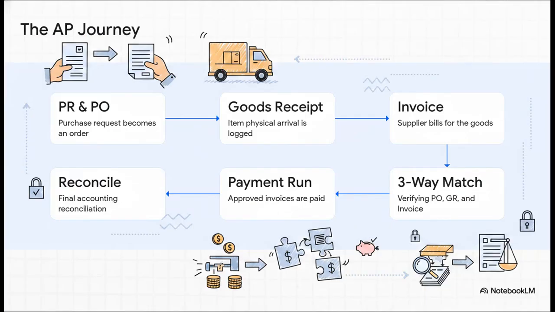So right here is the absolute backbone of AP. It's a step-by-step journey. It all starts with a purchase request, which then turns into a purchase order. Next up is the goods receipt when the item actually arrives, followed by the invoice itself. From there, we hit verification and that all-important three-way match, moving straight into approval, the payment run, and finally, reconciliation. Basically, it perfectly tracks how cash safely and securely moves out of a business. And trust me, interviewers want to see that you get this entire life cycle, not just isolated chunks of it.